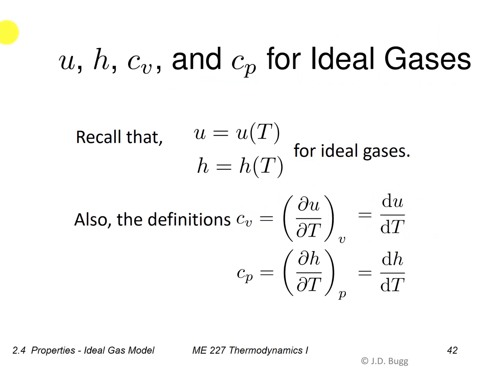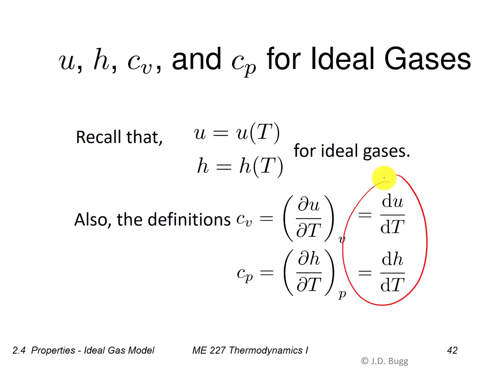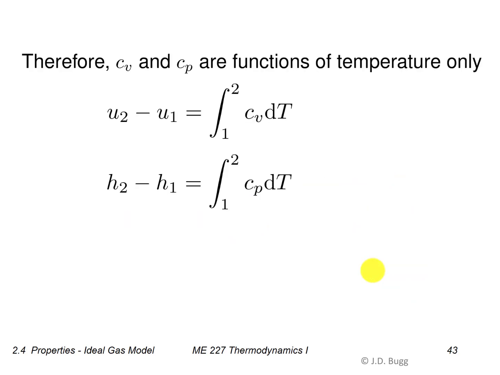Now, the other thing to say here, if U is only a function of temperature, which it is for an ideal gas, and we're taking du dt, that means that CV is only a function of temperature. And of course, same thing for Cp. So CV and Cp are only functions of temperature. Now, the other thing that we're going to do with these expressions is undo them. Okay, so we're interested in using these to calculate changes in internal energy and changes in enthalpy. So that's done on the next slide here.